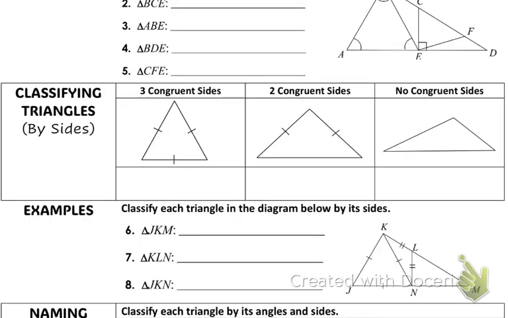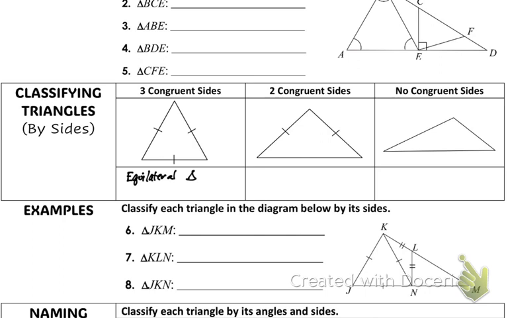Well, we already kind of discussed if all three of our sides are congruent, we're going to call it an equilateral triangle. That is called an equilateral triangle.